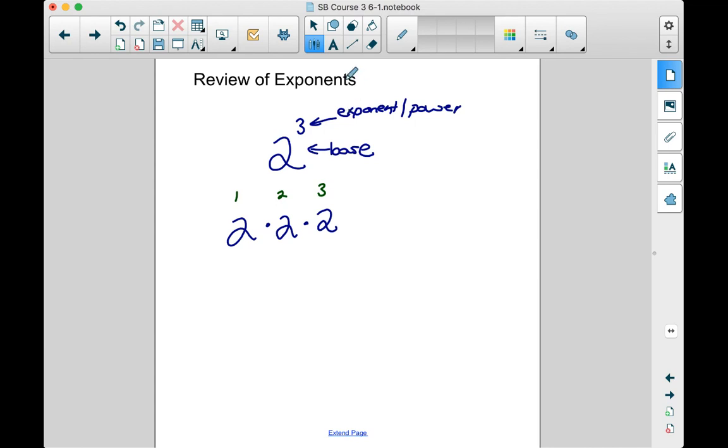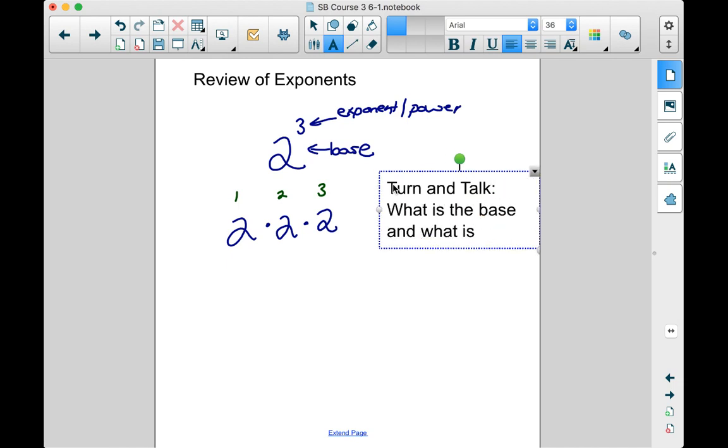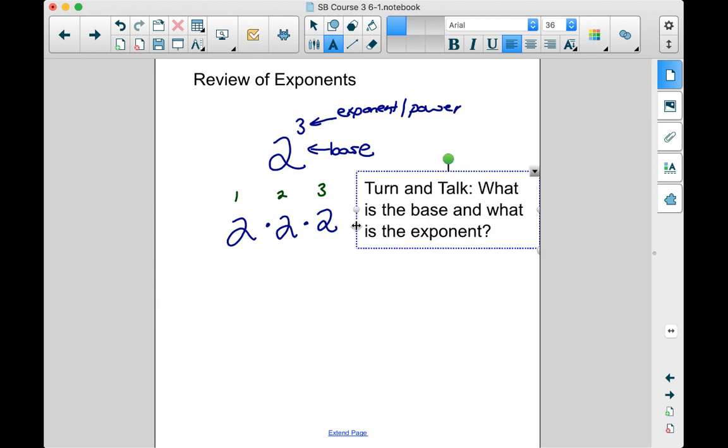So right now what I want you to do is turn and talk to your partner. What is the base and what is the exponent? And what do each of them do? So turn and talk to your partner for that quick review before we move on.